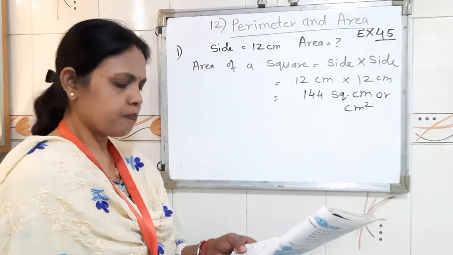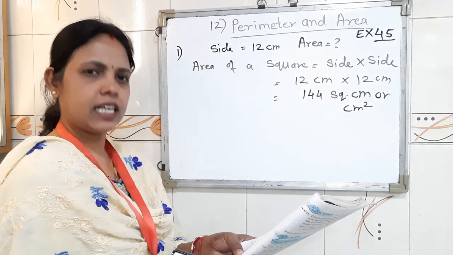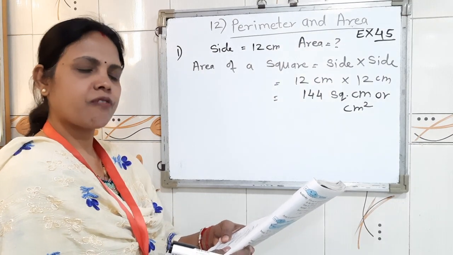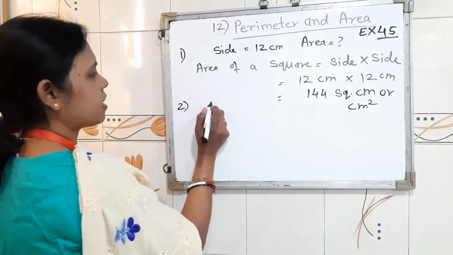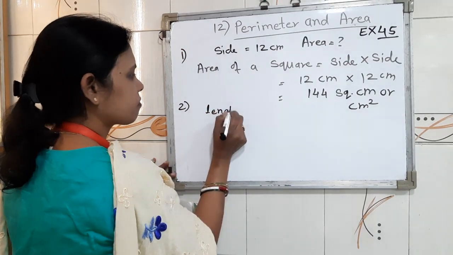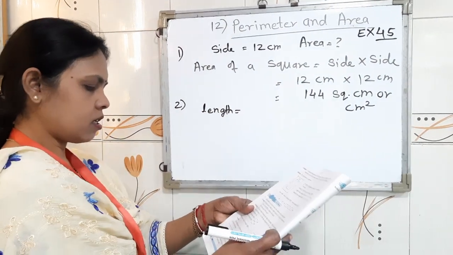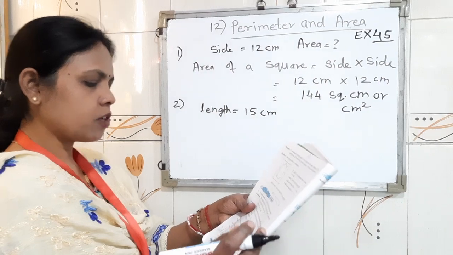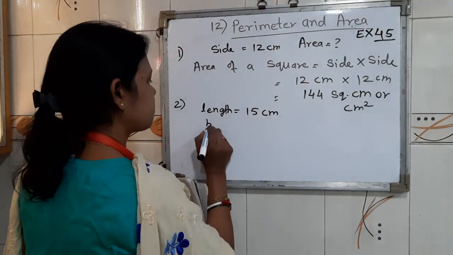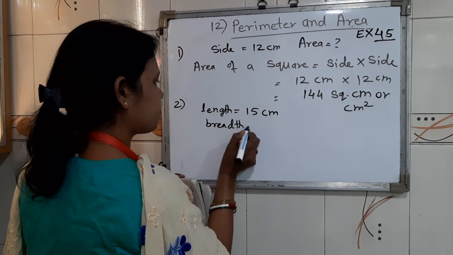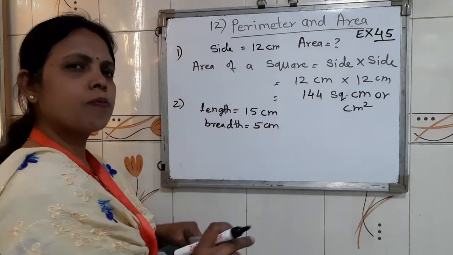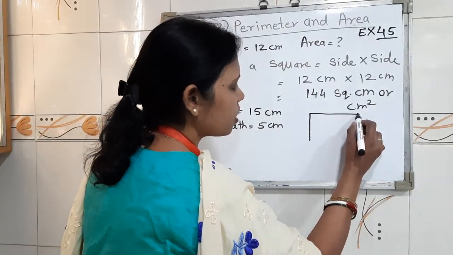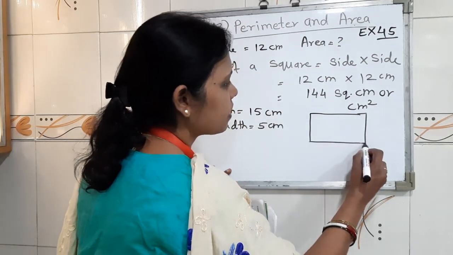Now question number second. If the length of a rectangle is 15 centimeter and breadth is 5 centimeter, find its area. Question number second. Length given 15 centimeter. Breadth given 5 centimeter.